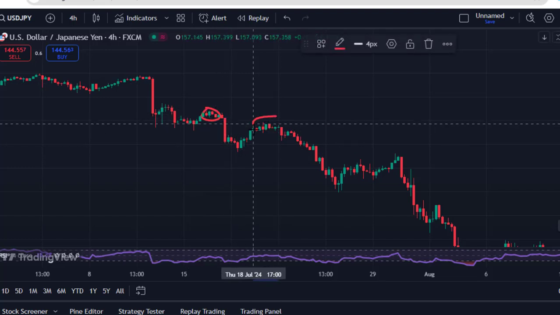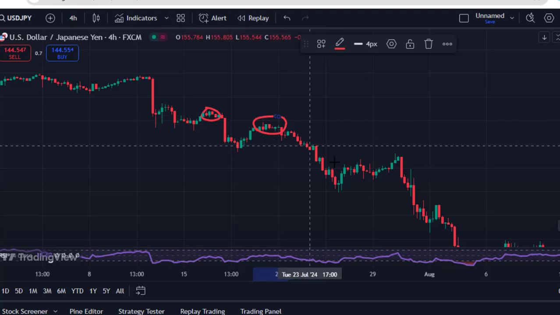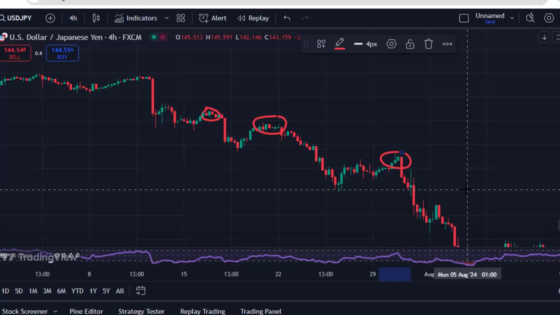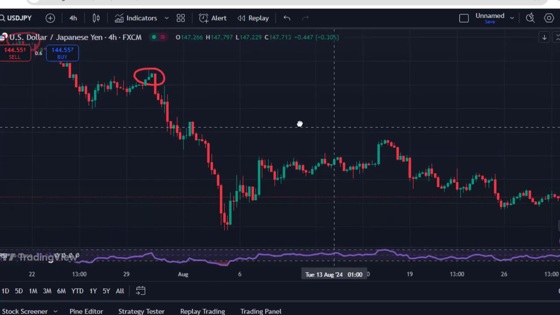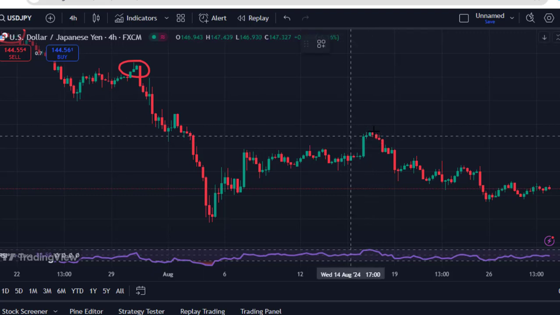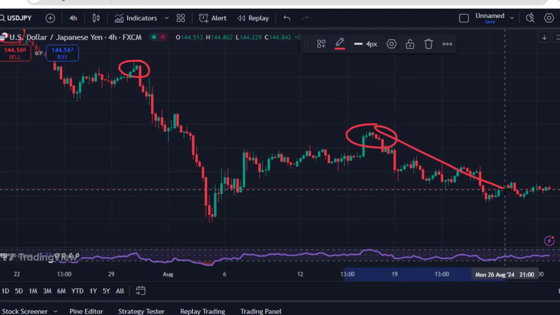This is another sell position to take a sell opportunity to the downside. And this is another sell opportunity as well to take a position to the downside. And this is another sell opportunity right at this very point to take a position all the way to the downside. So this is very important for you to trade USDJPY.